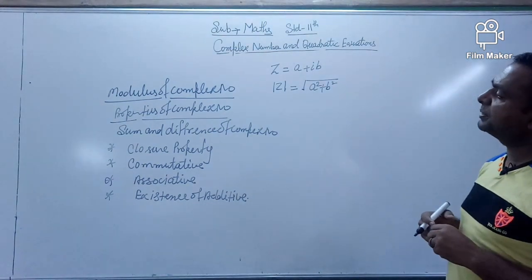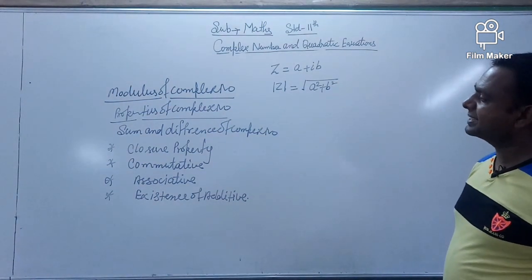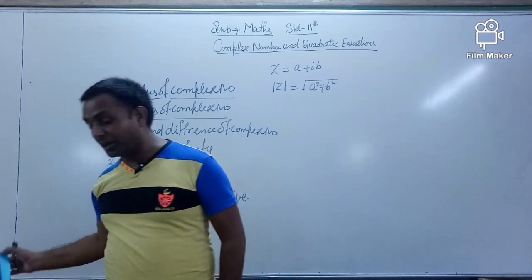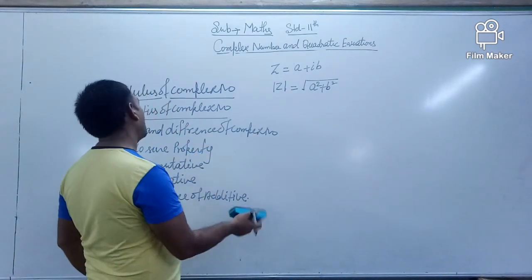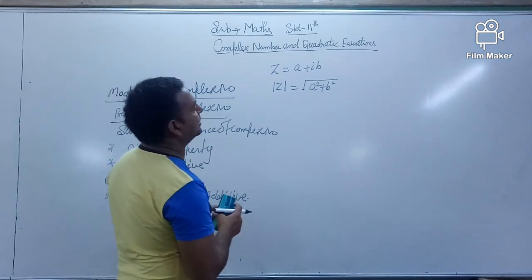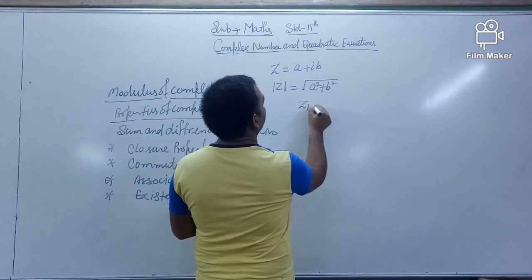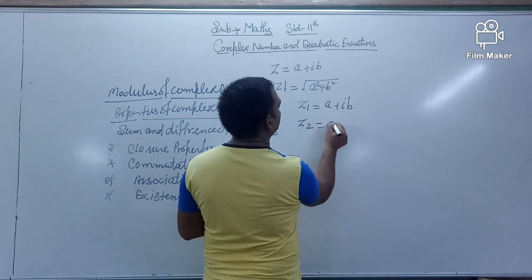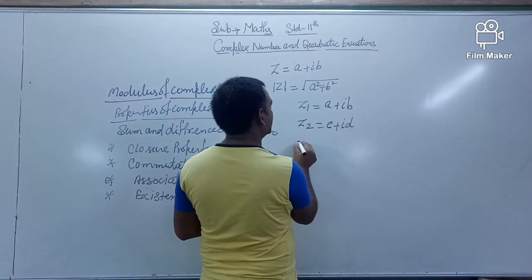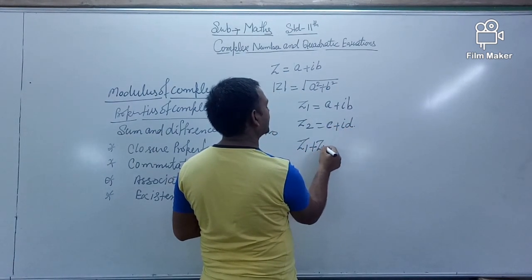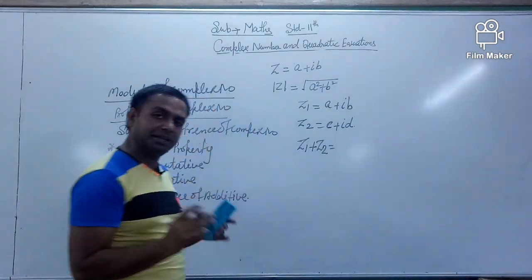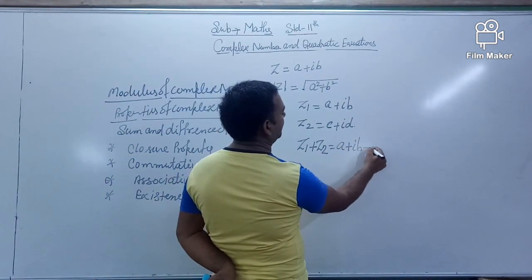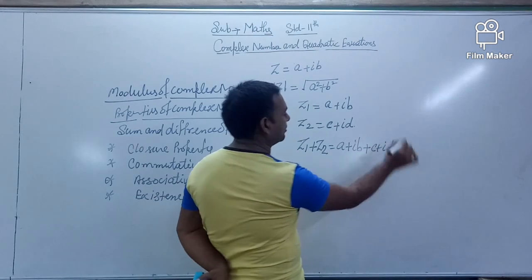Okay. After that, the second condition, the properties of the complex number. The first condition is that if you want to take the sum of two complex numbers, say you have a complex number z1 = a + ib and another complex number z2 = c + id, then the sum of both complex numbers is z1 + z2. If you take z1 + z2, that is (a + ib) + (c + id).